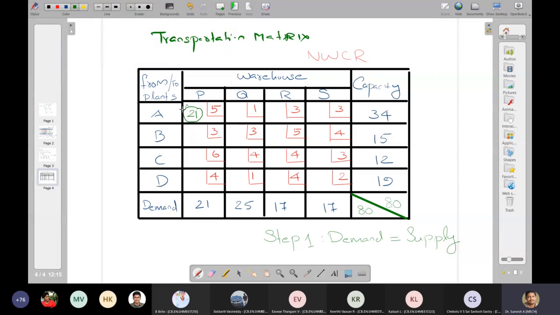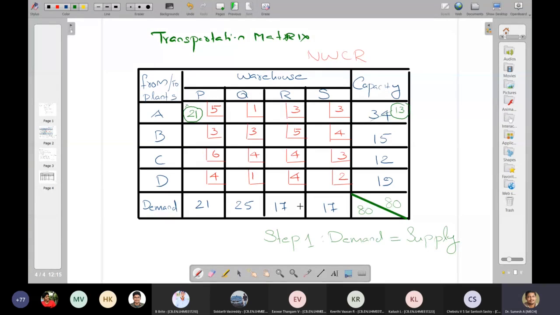Now what will be the balance here after 34? The balance will be 13. Am I right? So 21 is allocated to AP, and what is left out here is 13. This particular column has been met, so it is eliminated from my problem now.